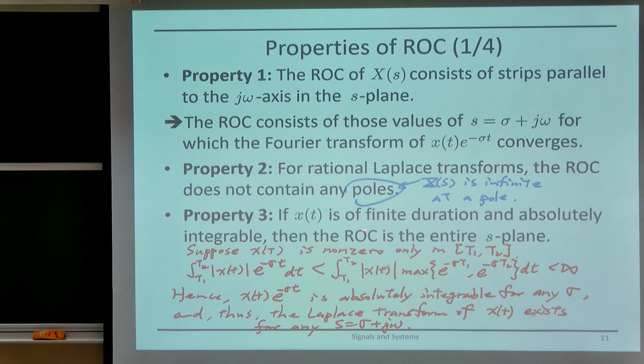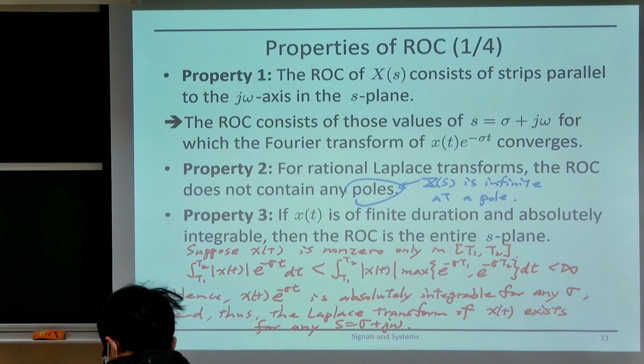Now the third property says that for any finite duration signal that is absolutely integrable, the ROC is the entire S-plane. This is because when you have a finite duration signal that is absolutely integrable, then no matter what type of decaying exponential you're multiplying onto the signal x of t, it would still be absolutely integrable. Okay.